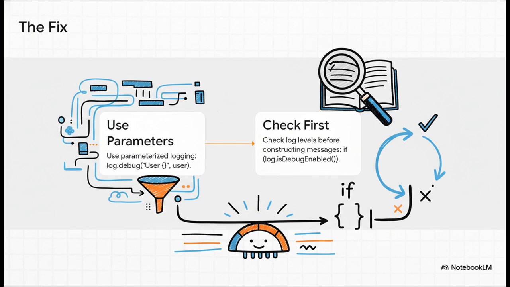First, always use parameterized logging, with the curly braces. That way, the string is only built if the log level is actually enabled. No waste. Or, if you have a really complex message to build, just wrap the whole thing in an if (log.isDebugEnabled()) block. Problem solved.